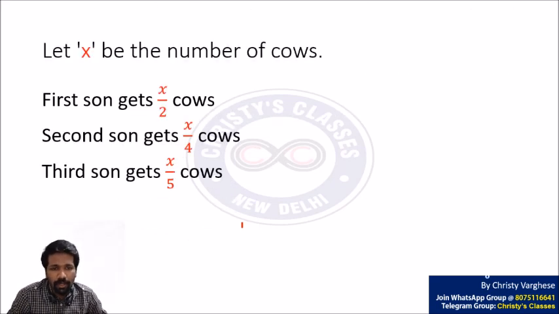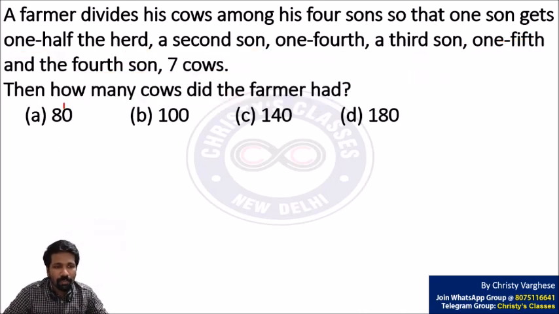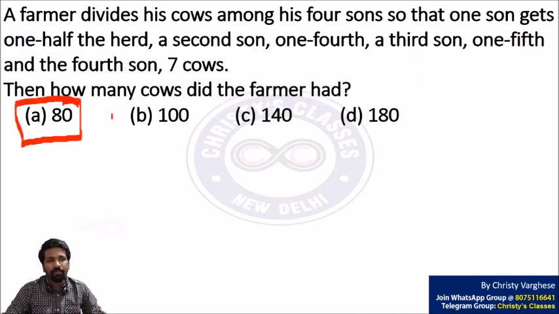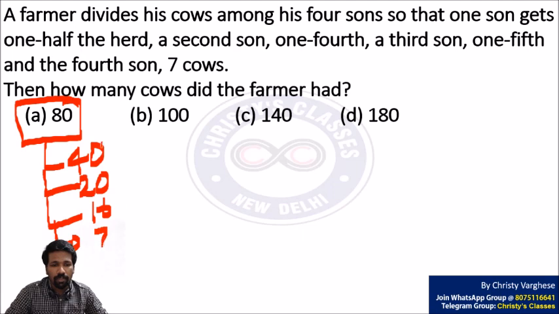But the direct method is not the only way. In my opinion, elimination is an even better method here. What is the elimination method here? If you substitute option A as the answer, how many cows did the farmer have? 80 cows. So first son is getting how many cows? Half of 80, 40 cows. Second son is getting a quarter of 80, 20 cows. Third son is getting 1/5 of 80, that is 16 cows. Fourth son is getting 7 cows. These 4 values added, you should get 80.